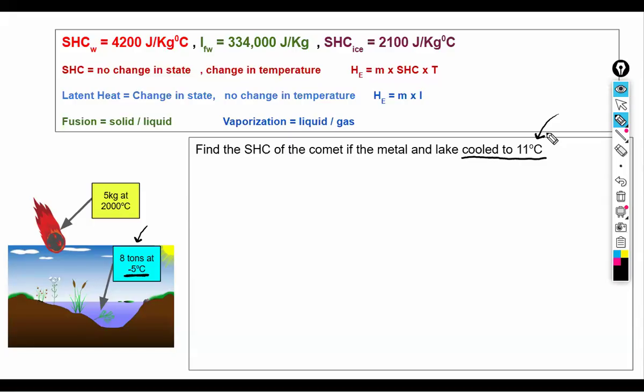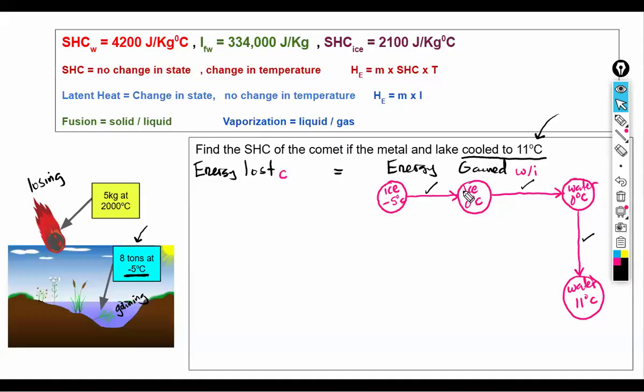So my question to you is this: who is losing energy and who is gaining energy? Is the comet losing energy or gaining energy? And I ask the same question for the water. Is it losing energy or gaining energy? Let me know in the chat. Let's first make that distinction before we do any calculation.